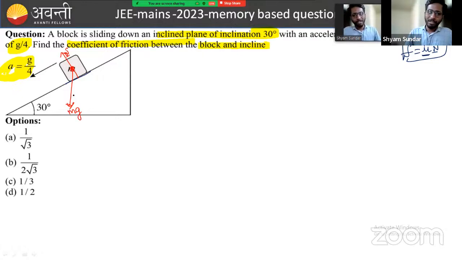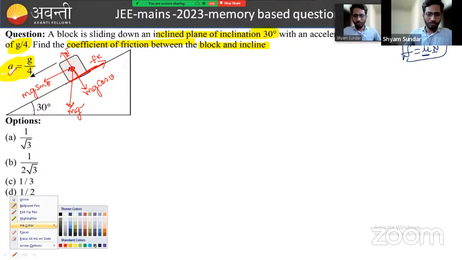Now, a component of this mg will balance the normal force. That component, I will write as mg cos theta. You guys already know how to resolve this. This will become mg sin theta. When it is sliding down with an acceleration a equal to g by 4, there will be a frictional force on this contact surface in the backward direction. That is kinetic friction.